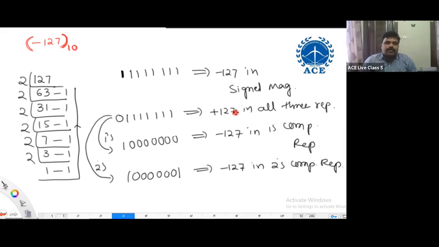Right. Some people have been asking why can't you extend with 1? Where you can extend with 1, I'll discuss. Hold on, don't be in a hurry. I'll give you the clarity. Where can you append 1? Let me explain that. So, it is minus 127 in ones complement as well as twos complement representations. Now, let me take one more example.